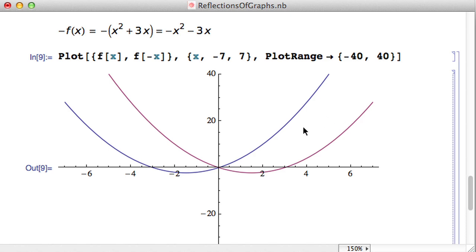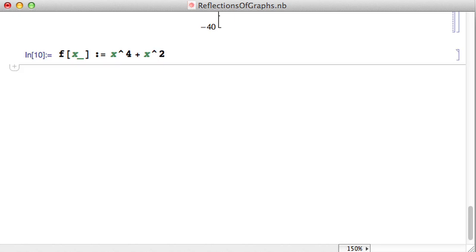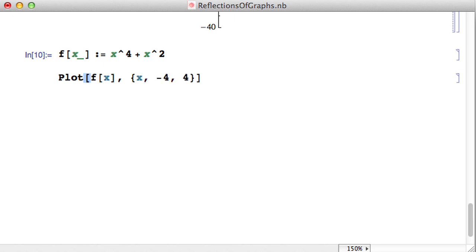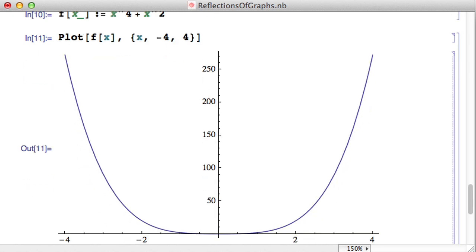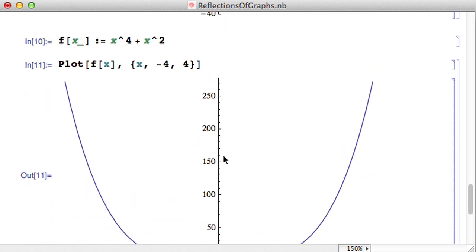Now some functions are the same. When I reflect about the y-axis, it doesn't change. So let me go ahead and change the definition of f. Let's say I had x to the fourth plus x squared. And let's plot this function just to get an idea of what it looks like. We see the output values get very large very quickly.